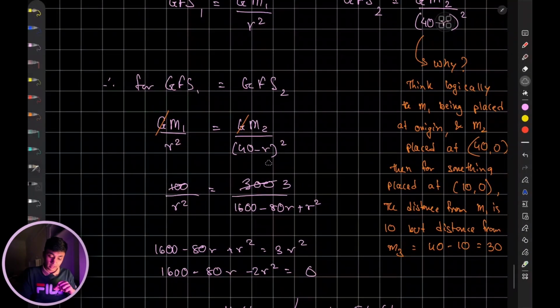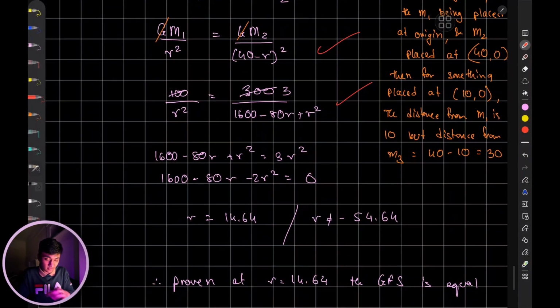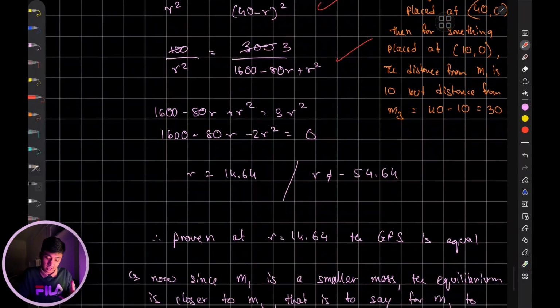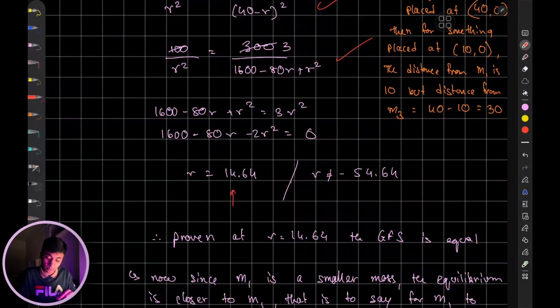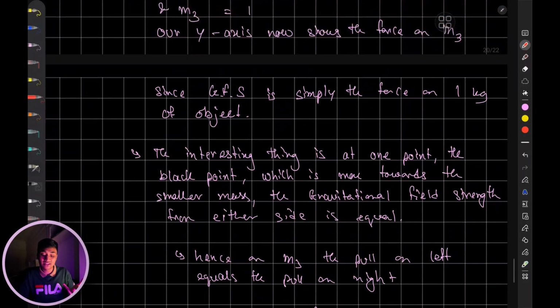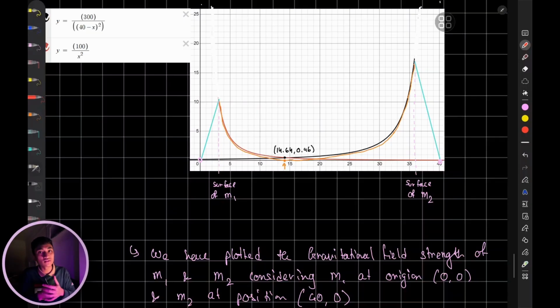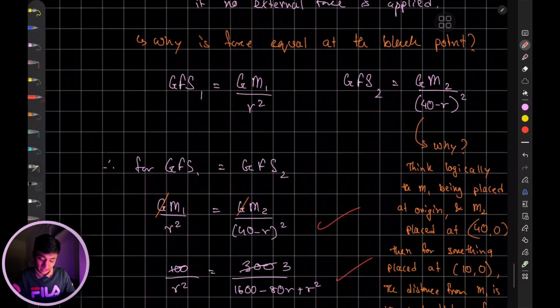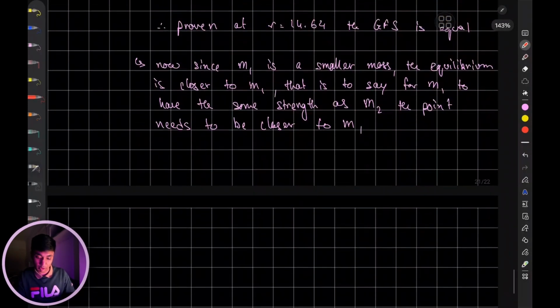Okay. Now, when we do the calculation, we do everything. And at the end of the day, you get a quadratic equation. And you solve for r, you get r equals 14.64 and r equals minus 54. This is irrelevant. Negative can't happen because we know the physical constraint. So it is r equals 14.64. So this proves that the gravitational field strength at exactly 14.64 is 0. So that means in this place, if I place M3, it feels 0 amount of force. Right? Great. And that is pretty much all I want to talk about.